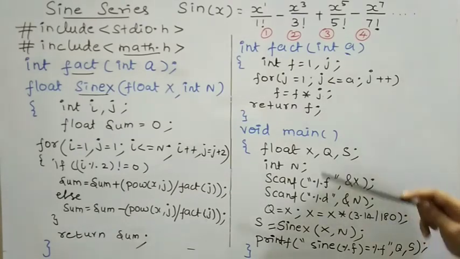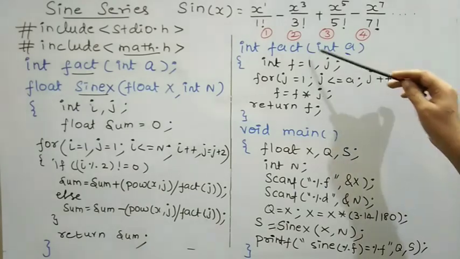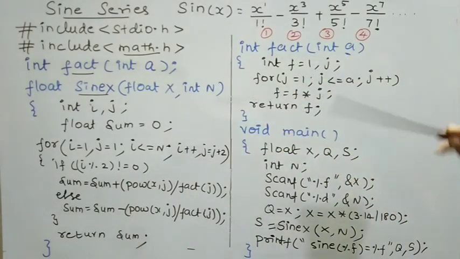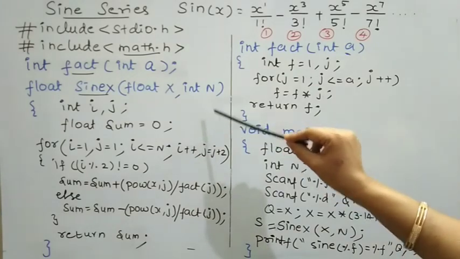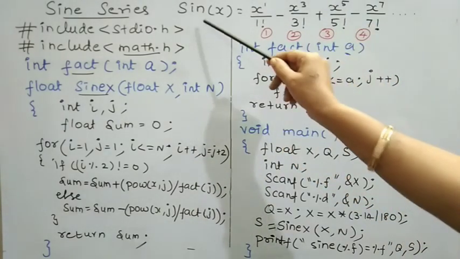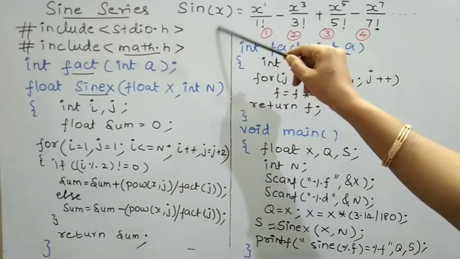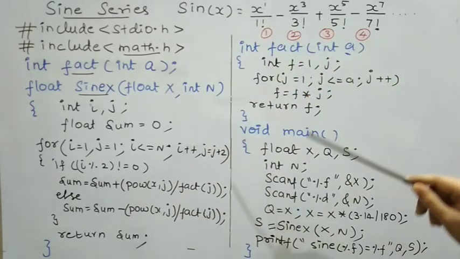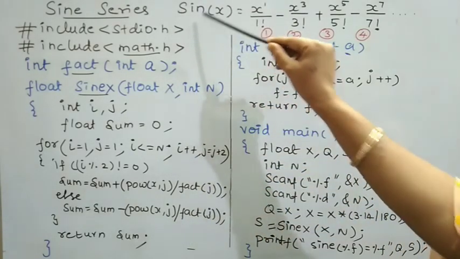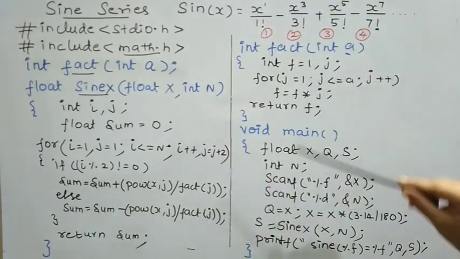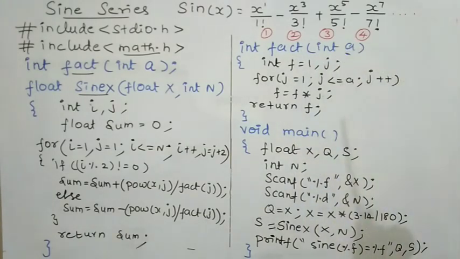So let me summarize. I am using 3 functions in my program: main, fact and sin x. So from main I am calling the function sin x, which is going to compute the sine series of the given term x. When we give a value for this x, it is in terms of degrees. Sin x is going to compute the summation of the sine series of the term x given. Okay, and then fact is the function which is going to calculate the factorial of the number given.